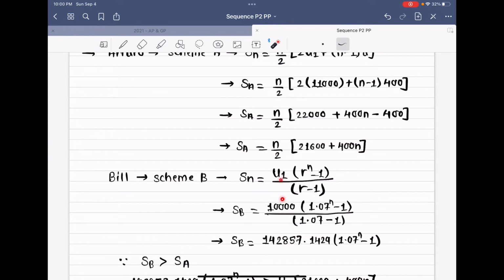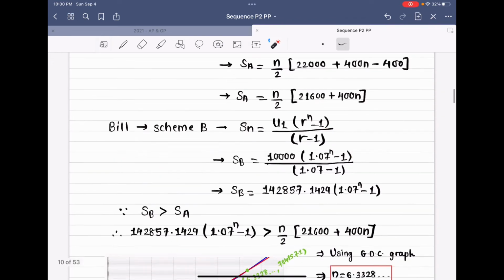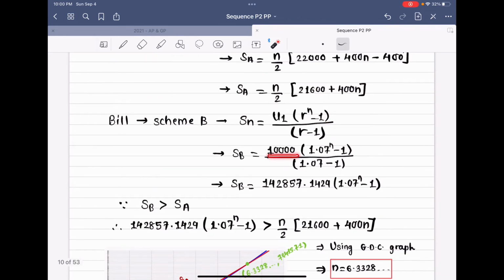So u1 is 10,000, because scheme B's initial amount is 10,000. r is 1.07 raised to n, because I don't know n, minus 1, over 1.07 minus 1. If I calculate 10,000 over 1.07 minus 1, it is basically 142857.1429, and this quantity stays as it is.